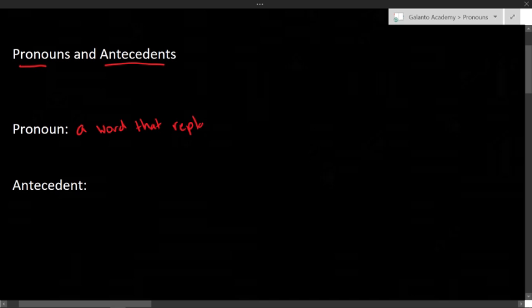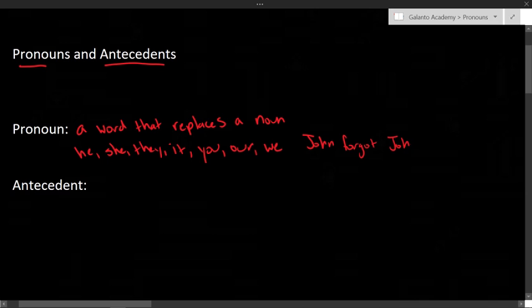So we have a lot of these, and there are different cases, different types, but let's just look at a few of them. So for example, that could be he, she, they, it, you, our, we. Those are all examples of pronouns that replace other nouns. And we use them to avoid sounding redundant. Like we wouldn't say, John forgot John's jacket. We'd say, John forgot his jacket.